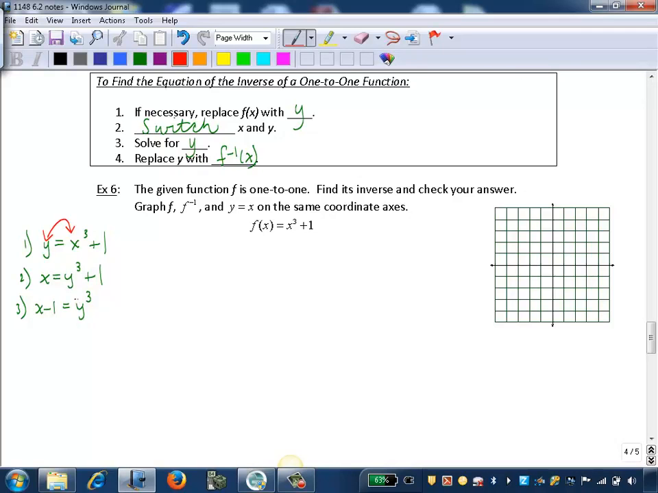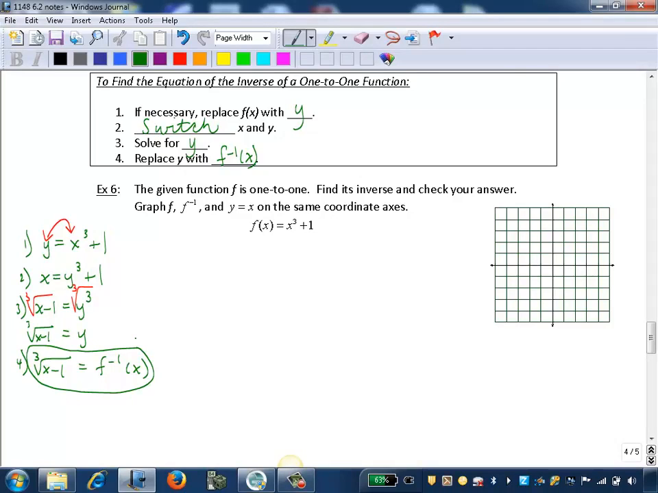And then to remove the cubed, we need to take the cube root. So that will give us the cube root of x minus 1 equals y. And then finally, we want to replace that y with the f inverse notation. So we'll have the cube root of x minus 1 equals f inverse of x. So our inverse function, f inverse of x, is the cube root of x minus 1.